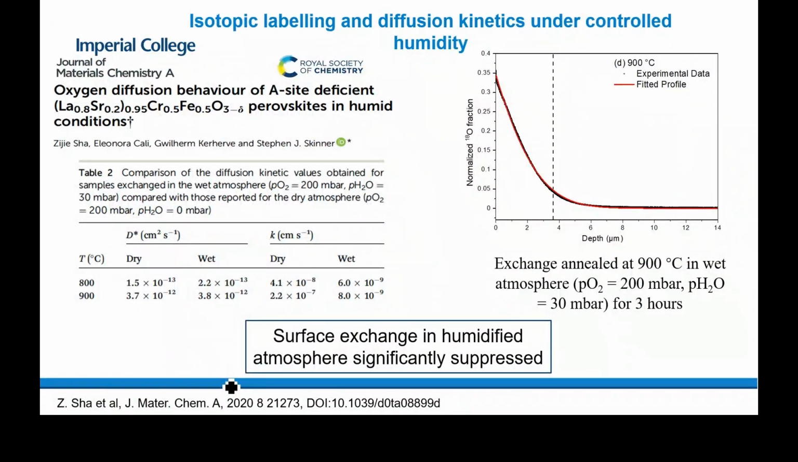But then we turn to the surface exchange, and now we see that the surface exchange is not the same. At the highest temperatures, it's about 2 orders of magnitude slower, which is fairly significant. So by doing the measurements under realistic conditions, with only 30 millibars of humidity, we can really see that the surface exchange in that humidified atmosphere is significantly suppressed. That has implications in terms of how we interpret data and how we develop devices. Okay?